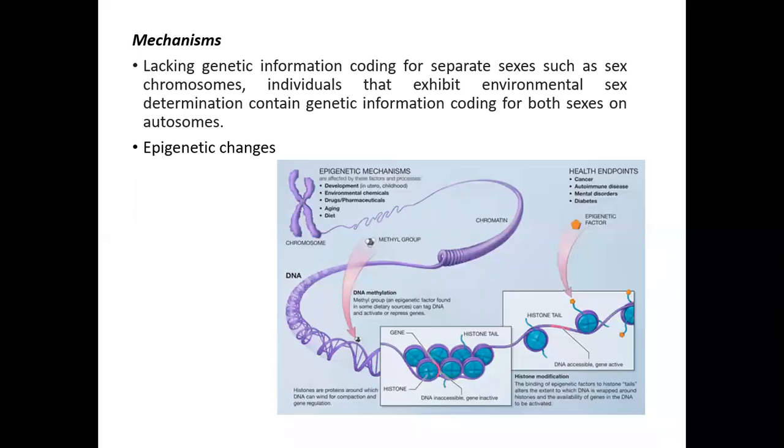There is a lack of genetic information coding for separate sexes, such as sex chromosomes. Individuals that exhibit environmental sex determination contain genetic information coding for both sexes, especially on autosomes. In general, once exposed to certain environmental signals, epigenetic changes occur. Epigenetic changes mean that without altering the DNA sequence, some alterations happen. These epigenetic changes cause developing individuals to become either male or female.